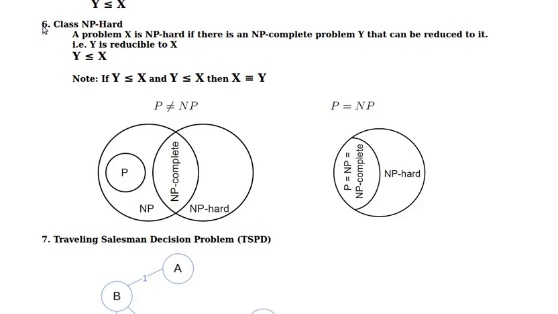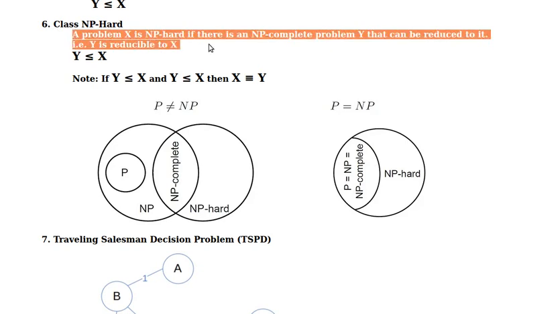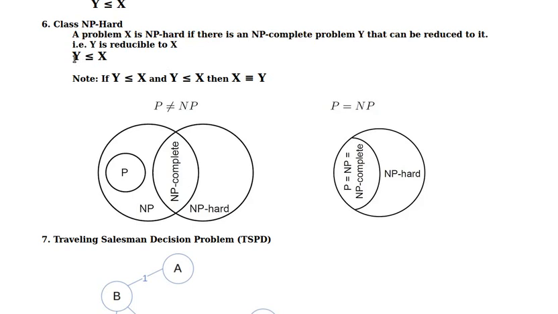6. Class NP hard. A problem X is NP hard if there is an NP complete problem Y that can be reduced to it. That is, Y is reducible to X. Note, if Y is reducible to X and X is reducible to Y, then we say that X is equivalent to Y. You can see that NP complete is a subclass of NP hard. NP complete class includes only decision problems while NP hard includes both decision problems and non-decision problems.